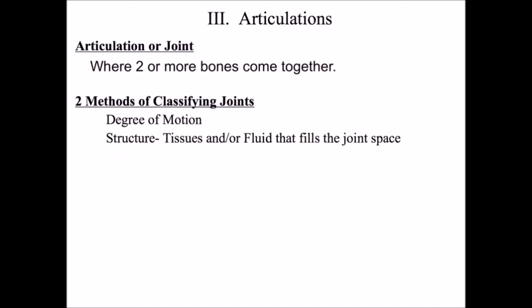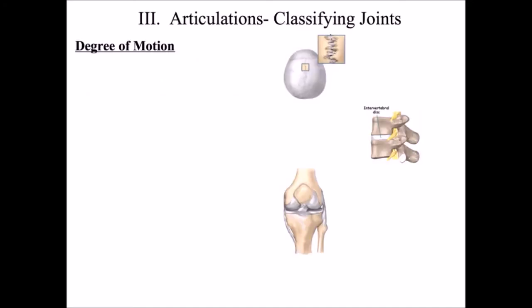the joint space. To classify a joint by the degree of motion, we have to look at the amount of movement that the joint can perform. And there are 3 degrees of motion classifications for joints. The first one is called synarthrosis, or non-movable or immovable joints. An example of an immovable joint would be the bones of the skull.